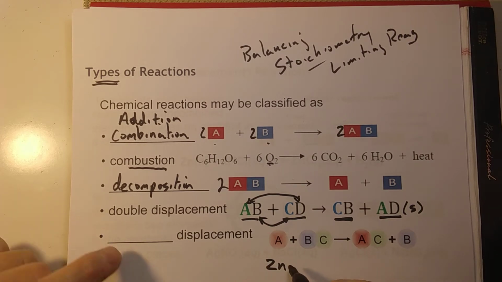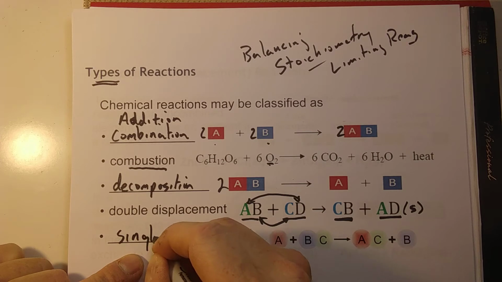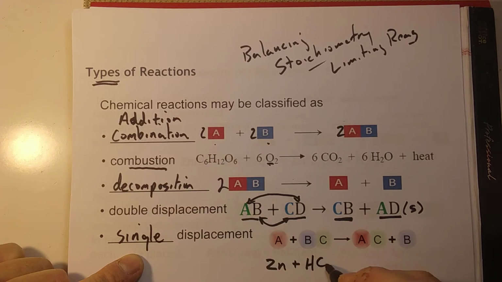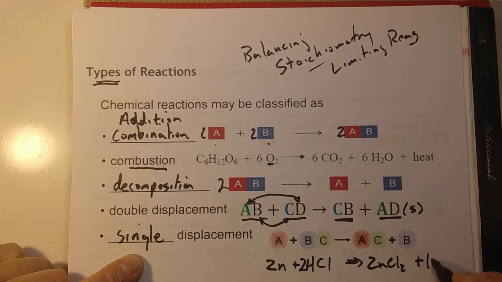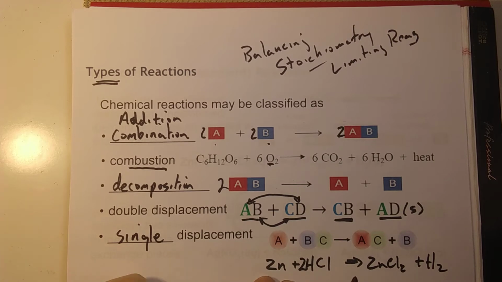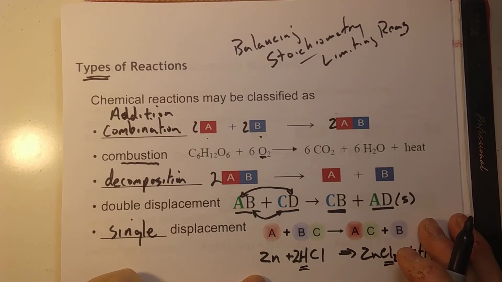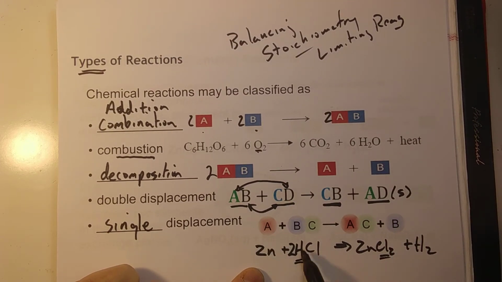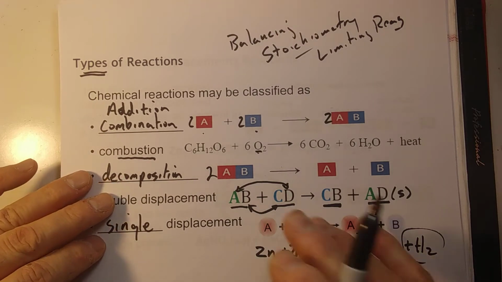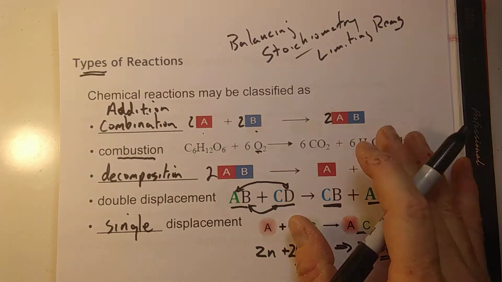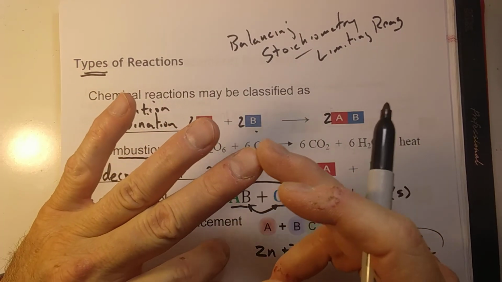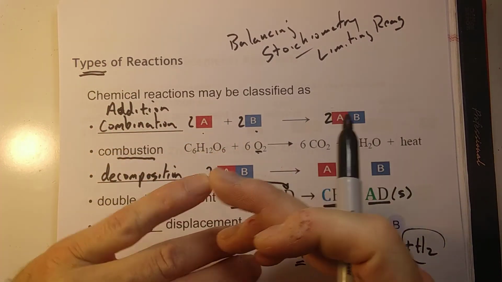Then last, here's a common one. This is a single displacement, where we can have, for example, zinc reacting with HCl. We'll need 2 of those to make zinc chloride plus H2. And if you look at what happened there, the zinc is replacing the H in its combination with Cl. So we have the zinc, like A, knocking off B, our H, and making a bond with C and kicking B off to make hydrogen gas. So that's an overview of the types of reactions. We're going to look specifically at 3 types: precipitation reactions, acid-base reactions, and oxidation reduction.